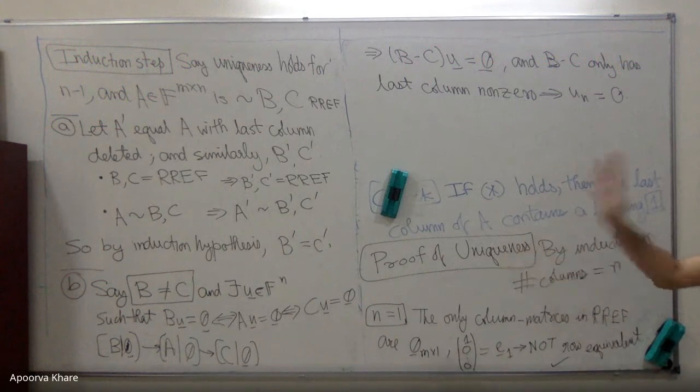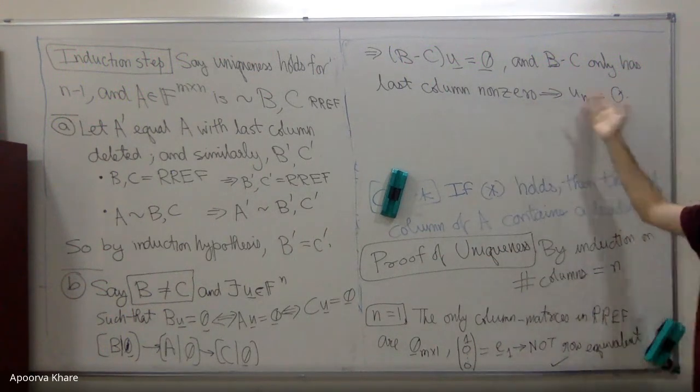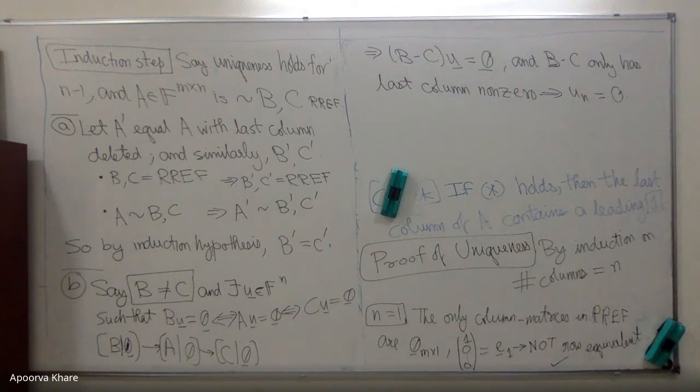So in particular, if you have such a U, then in particular (B minus C) times U is 0. So the last column, and since B minus C is very, very special, this implies that UN is 0. Great. So now what do we do?